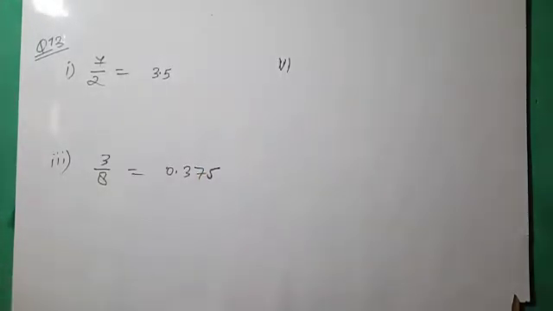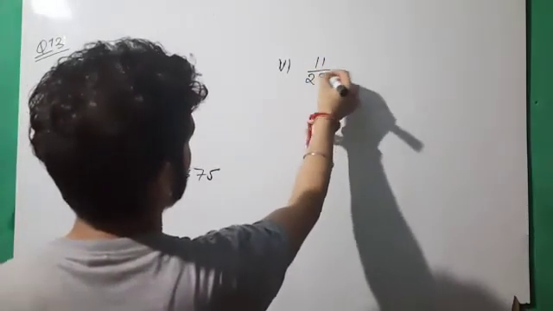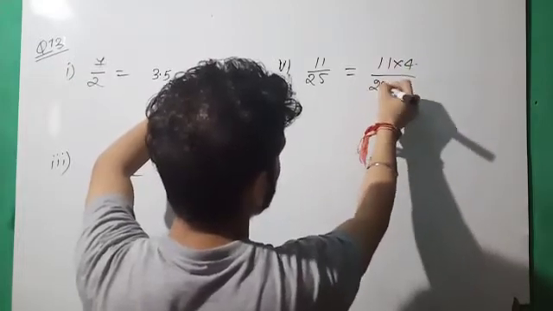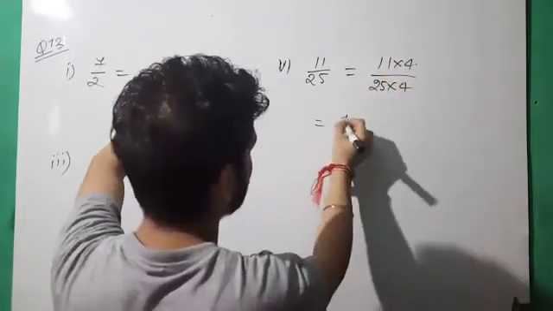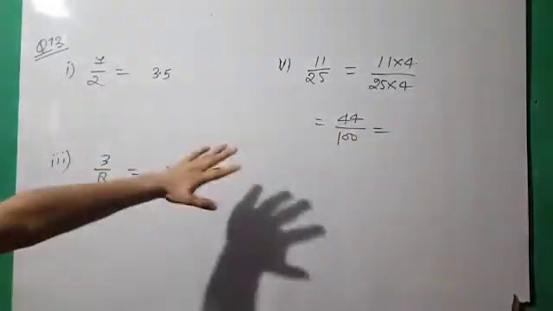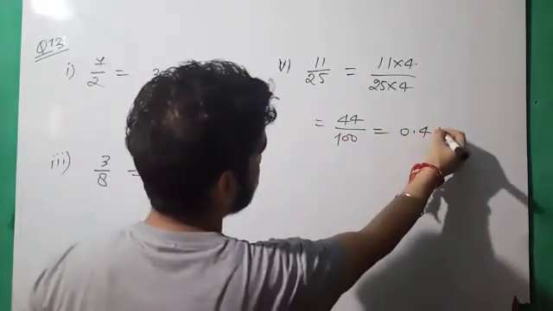Okay, 0.375. The fifth one is 11 upon 25. Okay, you can change this number to 100 also. Okay, 11 into 4 and 25 into 4, so that it becomes 44 upon 100. This is the easiest method. How can we solve? We just divide by 100, so that it becomes 0.44.